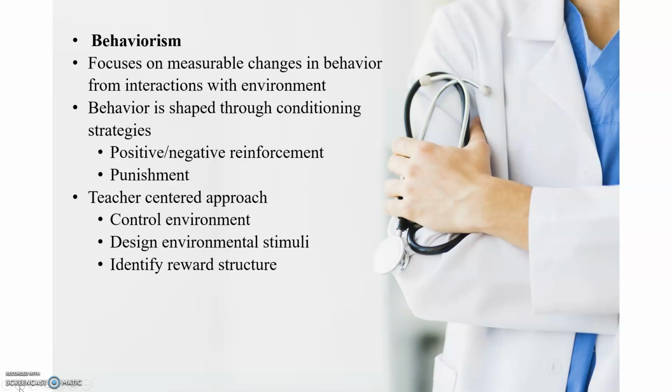The first educational framework discussed by Kay and Kibble is behaviorism. Behaviorism was the first theory to explain human learning. The theory focuses on measurable changes in behavior from interactions with the environment, where the environmental cues are the stimuli and the student's action is the response. In this theory, behavior is shaped through conditioning strategies using positive and negative reinforcement and punishment. Behaviorism follows a teacher-centered approach where the teacher is responsible for controlling the environment and designing the environmental stimuli. The teacher also identifies the reward structure, which will reinforce desirable behaviors and decrease undesired responses.